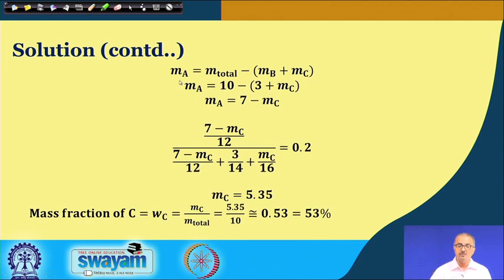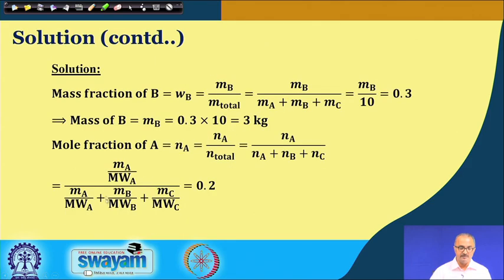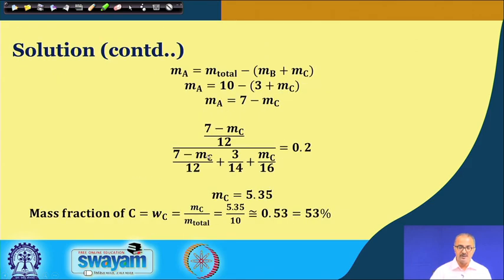So, what do we do? We rearrange the equation. After rearranging, we find that the mass of A comes out like this: from the total we are subtracting the mass of B and C, and we are putting the mass of B here, and we are getting MA equal to 7 minus MC. So, we put this value in this particular equation, and the whole equation is now converted in terms of C. Now, we can solve this equation to get the value of C as 5.35 kgs. And from this we can also find out the mass fraction of the particular component C.